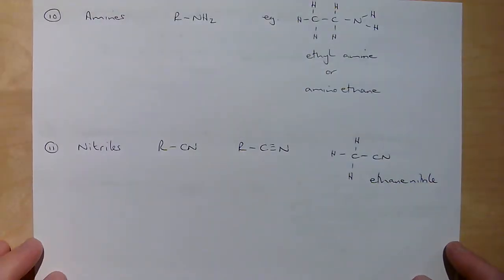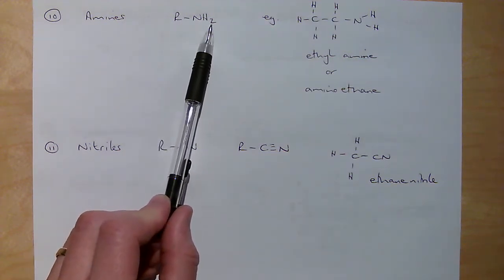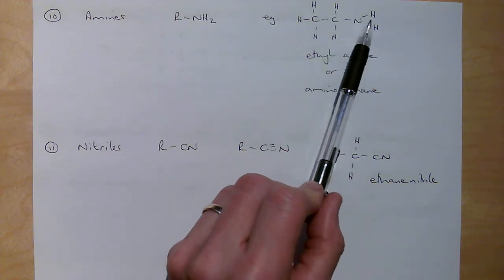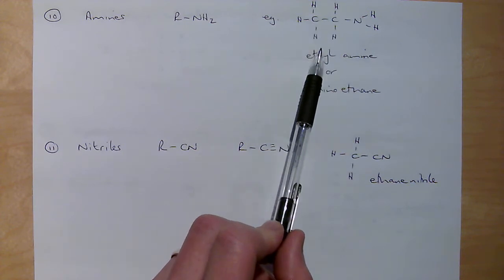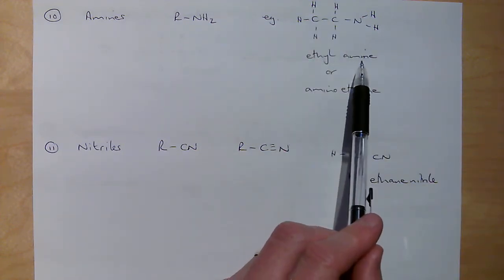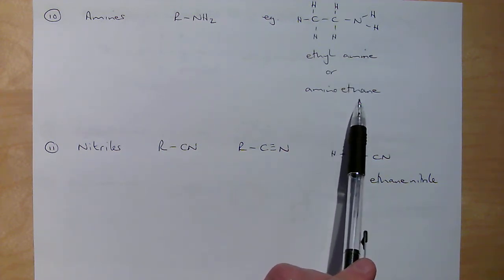Then we go to amines. This is where you've got an NH2 group in a molecule. So there's my NH2 group, so I know it's an amine, and I've got an ethyl group attached to my amine, so it's ethylamine, or you could call it aminoethane.